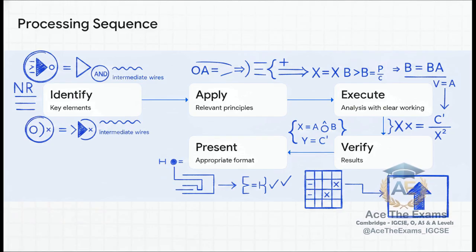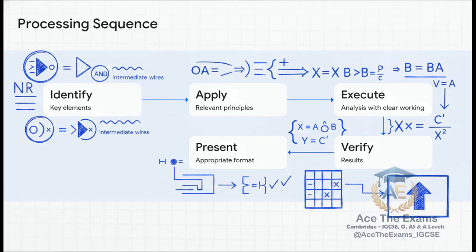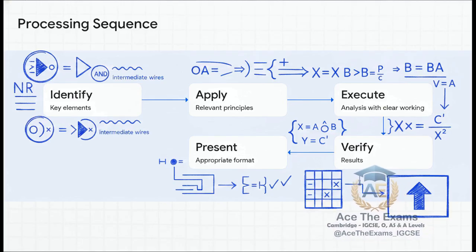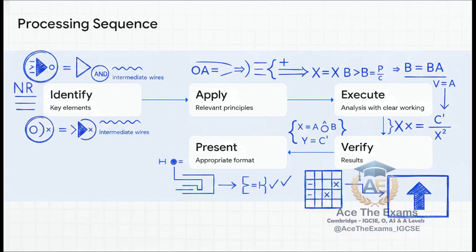Step 3. Execute the analysis with crystal clear working. Write down the sub-expressions distinctly. State clearly, node X equals A and B, node Y equals not C. Step 4. Verify your results. Listen to me, this is massive.